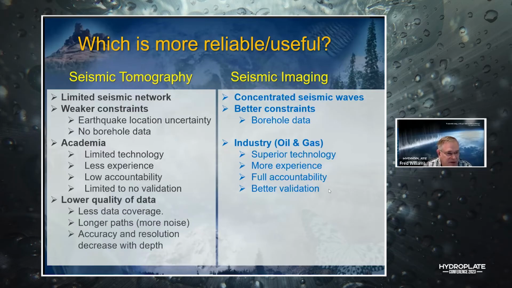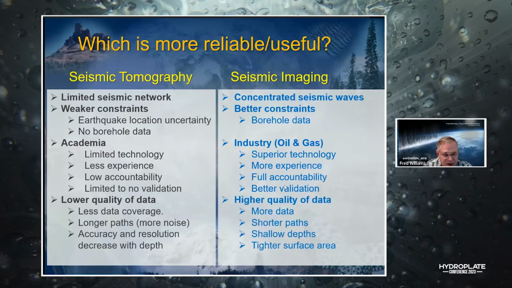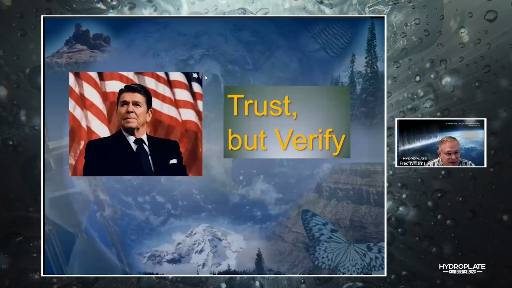You have lower quality of data in seismic tomography. You have less data coverage. You have longer paths, which means more noise can impact it. And the accuracy and resolution decrease with depth. That's a known problem with seismic tomography. With seismic imaging, you have higher quality of data, more data, shorter paths, shallower depths, and tighter surface area. And really, we're going to find that an Achilles heel is the validation. It's almost none with tomography, and it's extremely limited with seismic imaging. And I'm going to get into that in a little more detail.